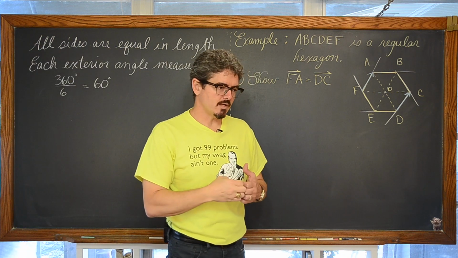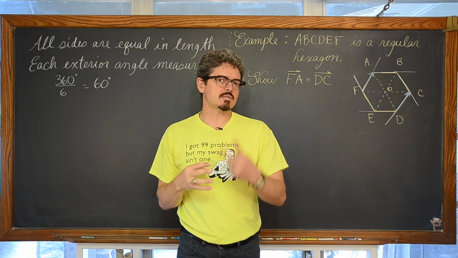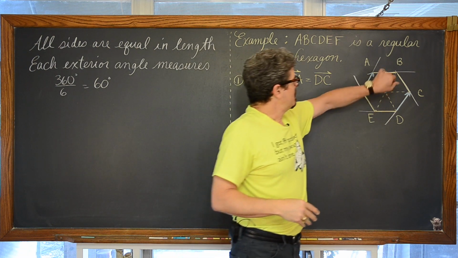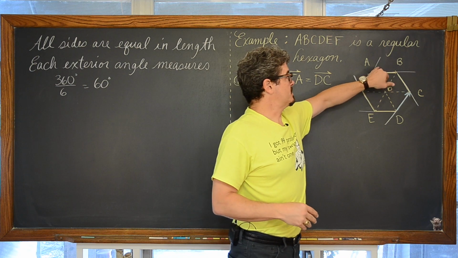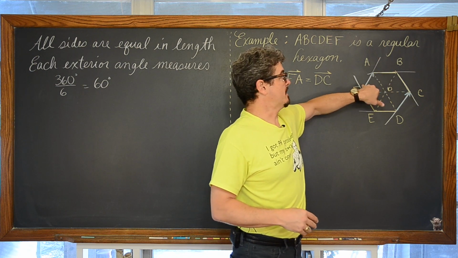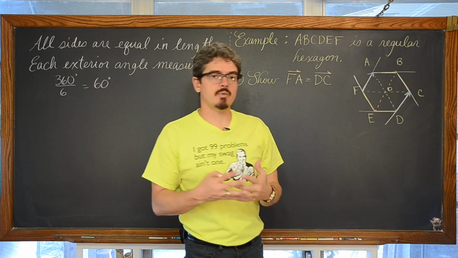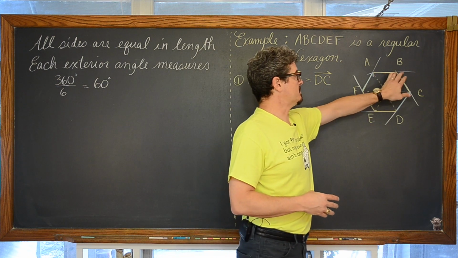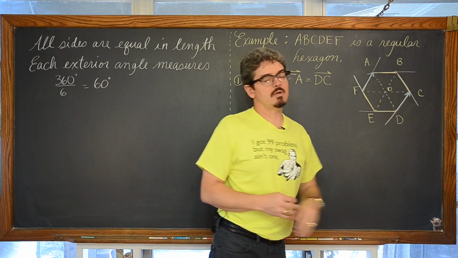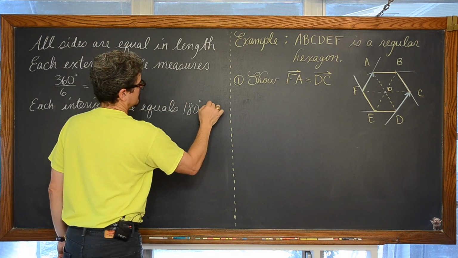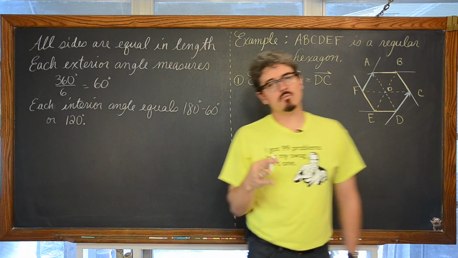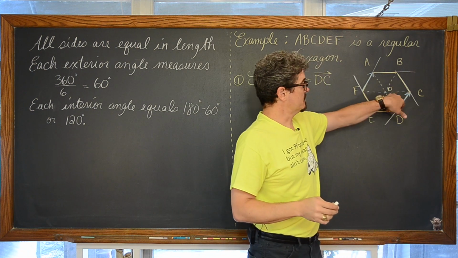Now, the interior angles, there's 2 ways of finding the sum of the interior angles. Each exterior angle and interior angle form a linear pair. They're 2 adjacent angles that form a straight line. And linear pairs are supplementary. So each of these interior angles are equal to 180 minus 60. Now that's one way of finding the measure of one of these interior angles.